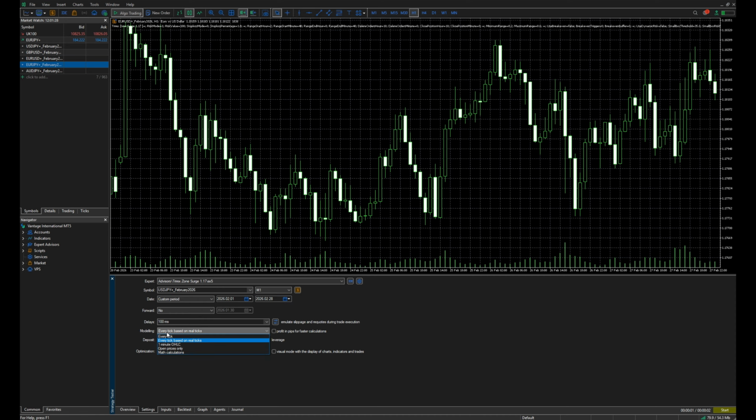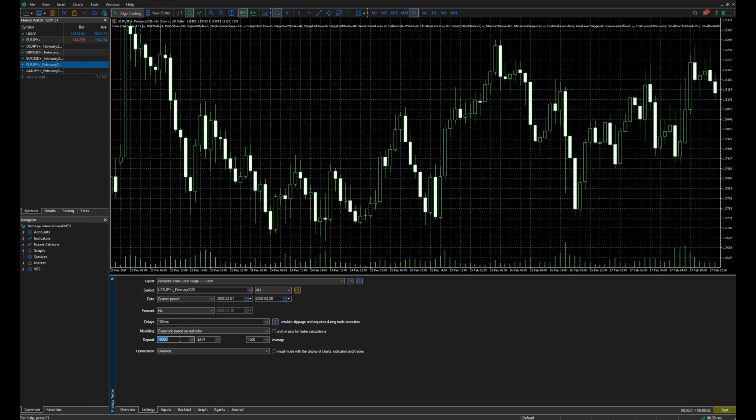And obviously the modeling quality is every tick based on real ticks. I still see people testing their EAs or promoting their EAs with every tick or anything different from every tick based on real ticks. Just so you know, if they show you anything different than every tick based on real tick, the data is not correct and cannot be trusted.